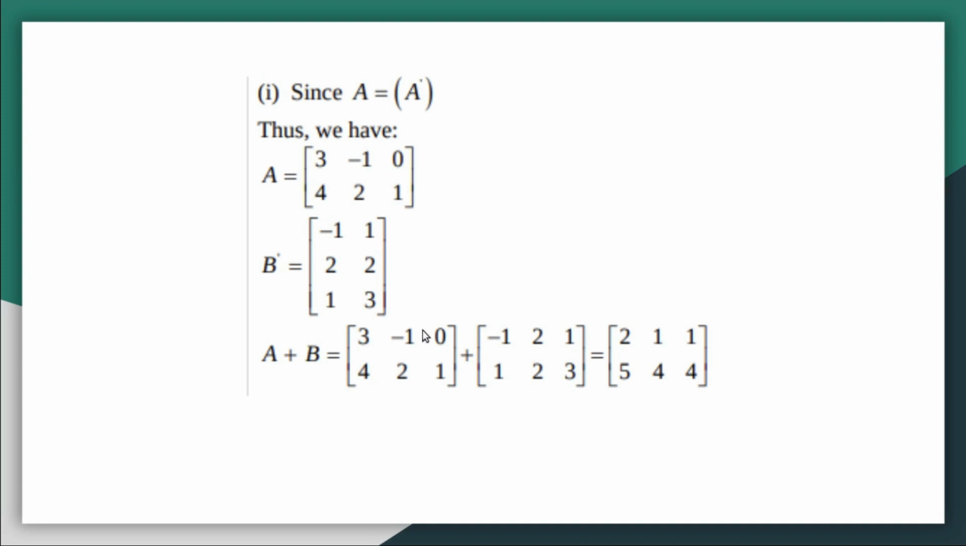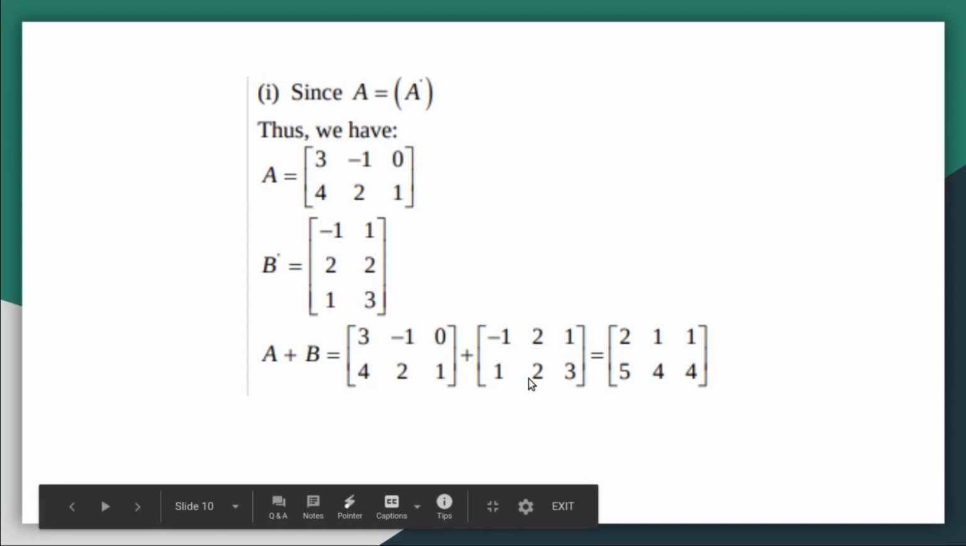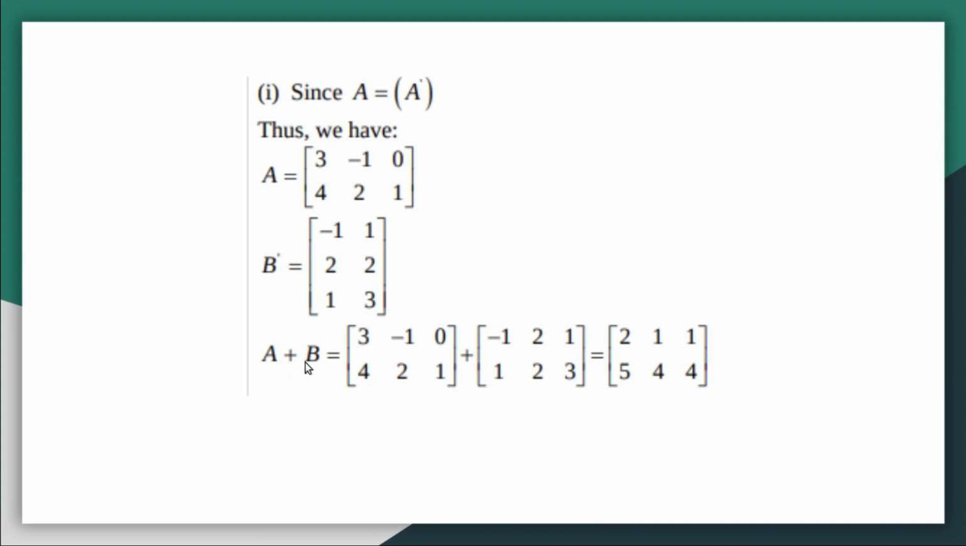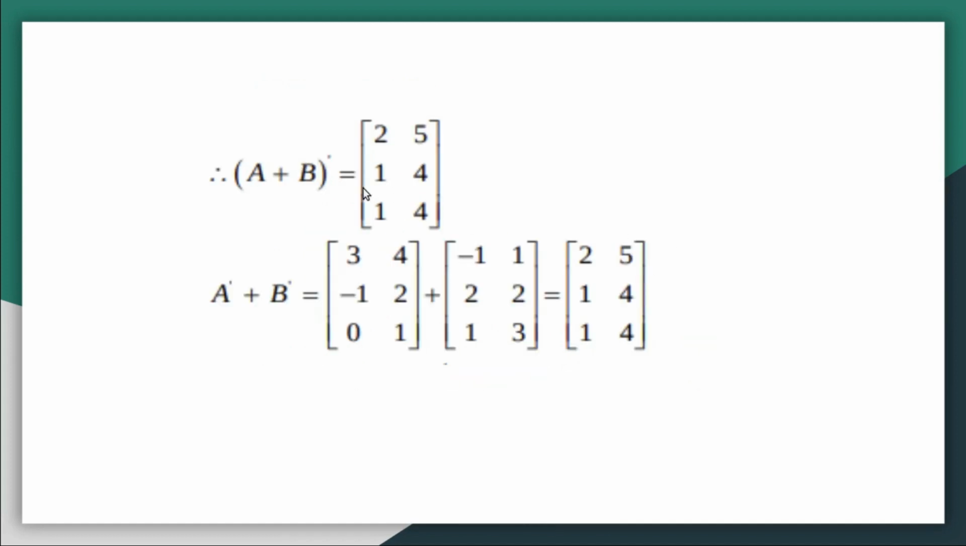Now A plus B, this is our A and this is matrix B. 3 plus minus 1, 2, minus 1 plus 2 is 1, 0 plus 1 is 1, 4 plus 1 is 5, 2 plus 2 is 4, 1 plus 3 is 4. This is A plus B. Now we have to find (A plus B) whole transpose of this matrix. Write first row as first column, second row as second column. So (A plus B) whole transpose is matrix 2, 5, 1, 4, 1, 4.